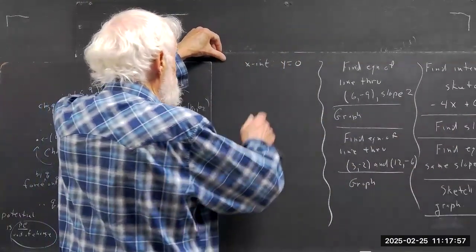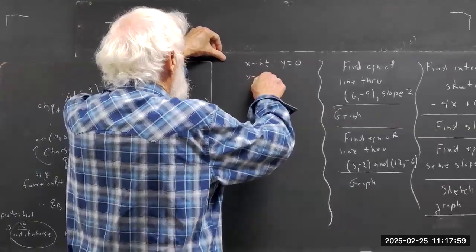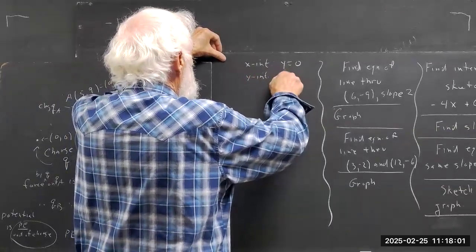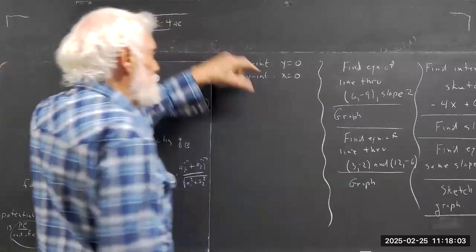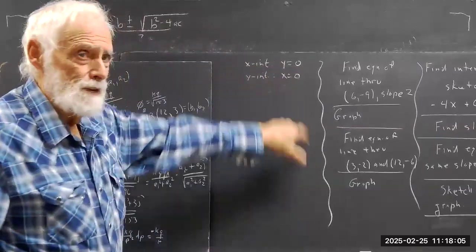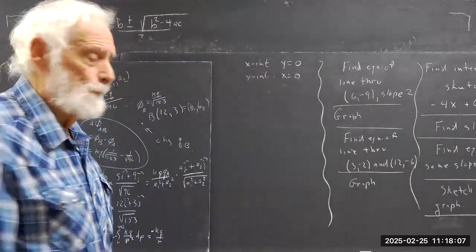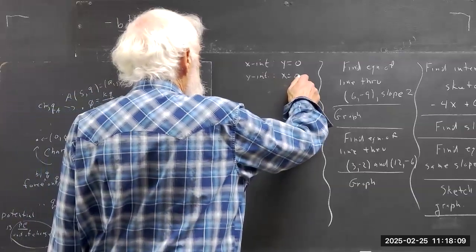Okay, so we're trying to find the x-intercepts and sketch this graph. X-intercept occurs when y equals 0. Y-intercept occurs, of course, when x equals 0. So once I wrote down this, hopefully that would be obvious. I'm pretty sure I did that in class.